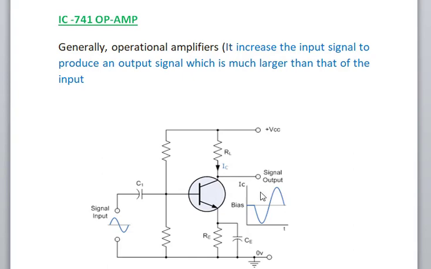Now it has undergone 180-degree phase reversal. So it is like this: the input is like this, but the output is 180-degree phase reversed. So the amplitude of the input signal is amplified here. So that is the simple explanation of what an amplifier is.